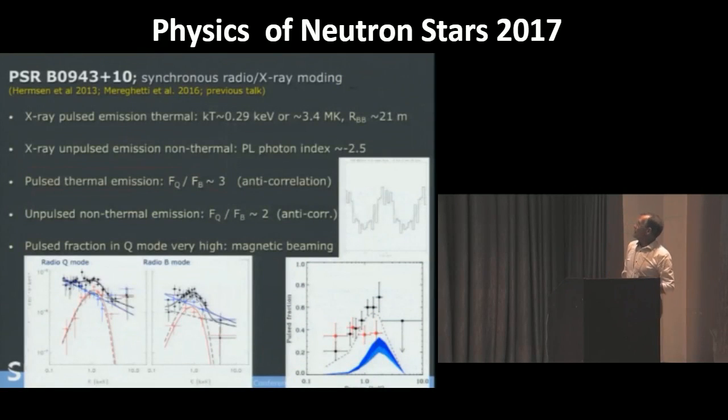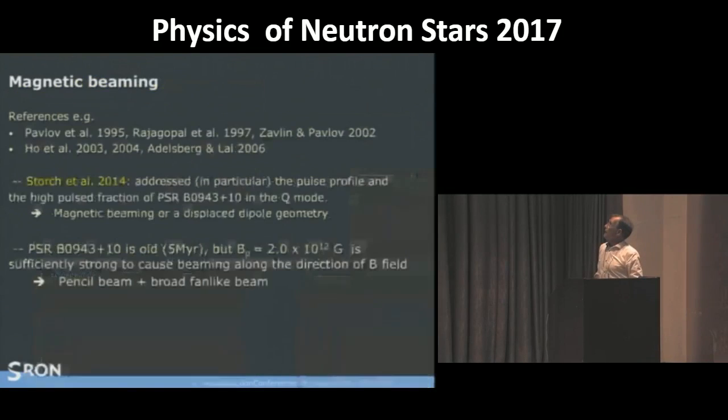Sander already presented the result for B0943. So the interesting thing there is indeed that in the Q mode, it's brighter than in the B mode. The thermal emission goes down by a factor of 3, the non-thermal emission by a factor of 2, but it's an anti-correlation. So when the radio is bright, the X-rays are weak. It has a very broad profile, and the pulse fraction in the Q mode is getting very high. And that is very difficult to explain.